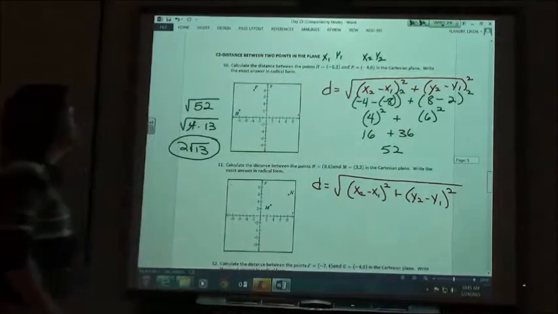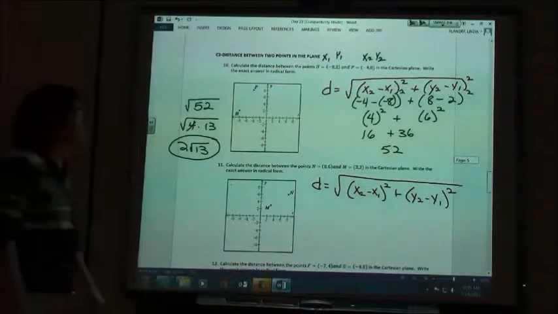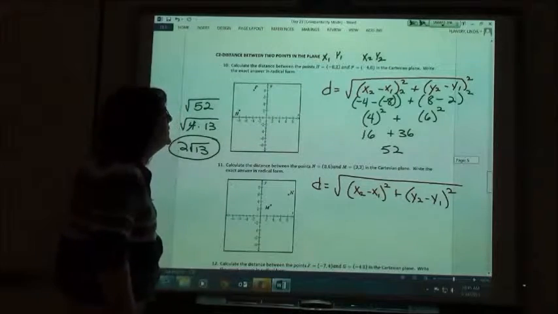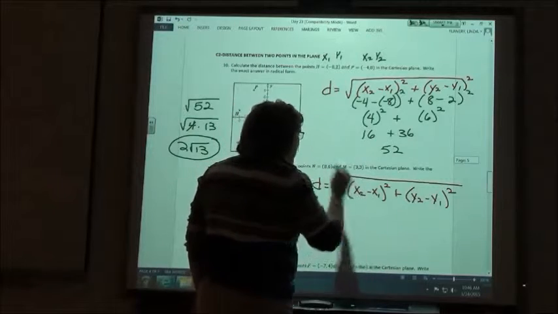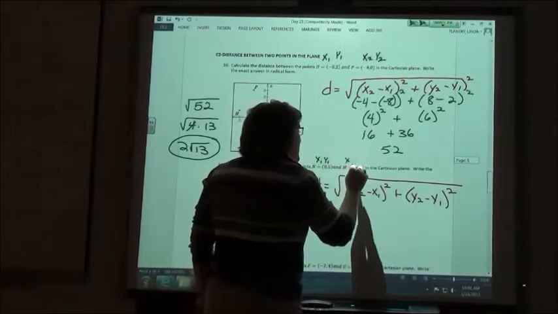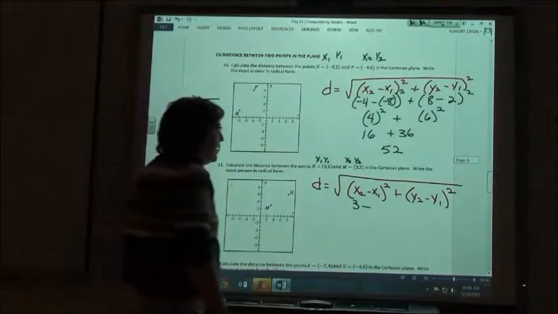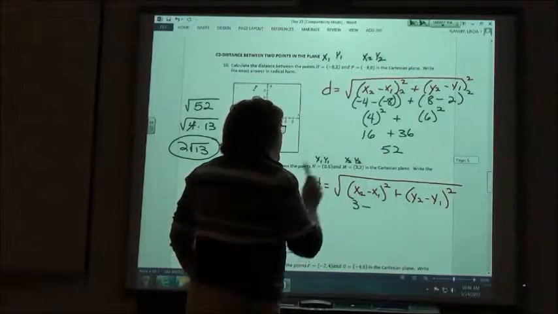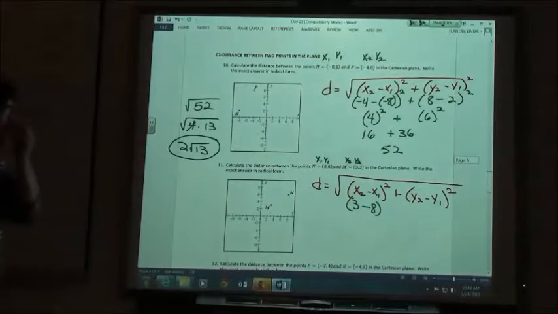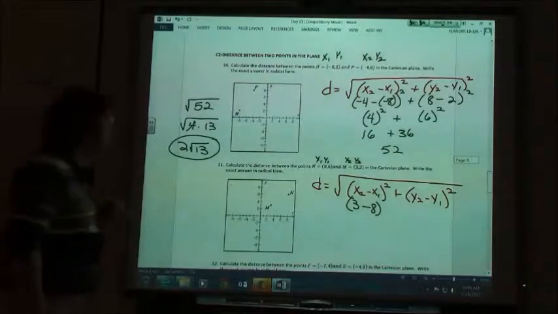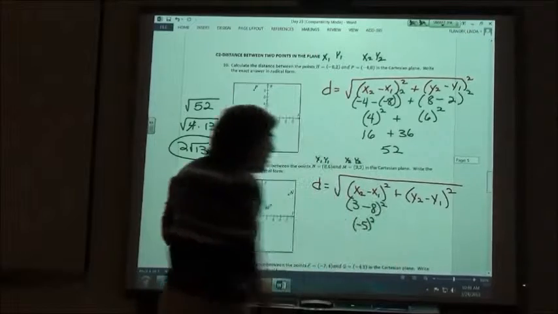So just working with our x's. x2 is going to be 3, right? x1, y1, x2, and y2. So x2 is going to be 3 minus x1, which is 8. So 3 minus 8 is what we have in the parentheses. 3 minus 8 would be negative 5. But then the outside says we have to square that negative 5.